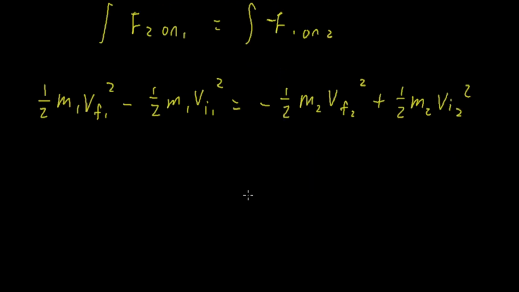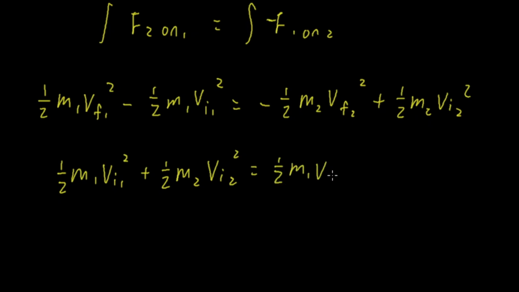Okay, now let's rearrange the equation to make every term positive, so I can move this one to the left side and this one to the right side. But again, we want to write something initial equal to something final, so we will write this instead. That would be half m1 v initial 1 squared plus half m2 v initial 2 squared is equal to half m1 v final 1 squared plus half m2 v final 2 squared.